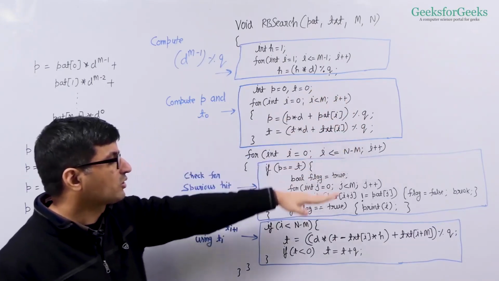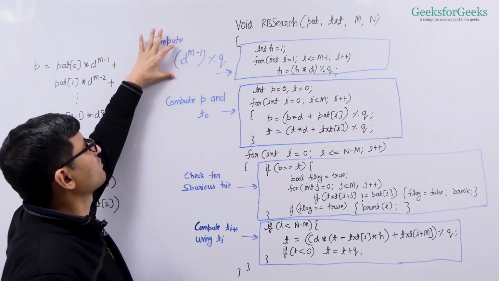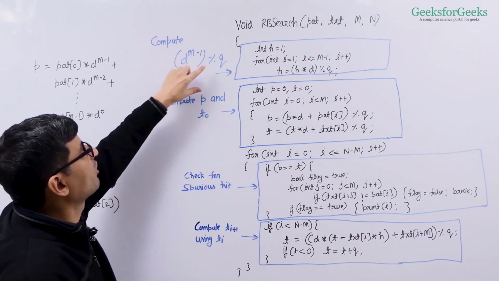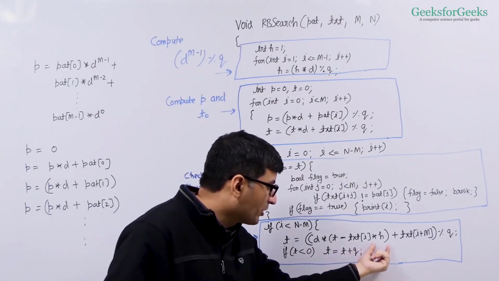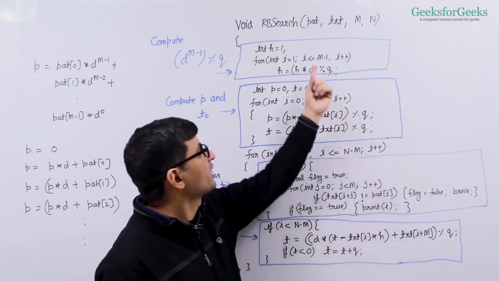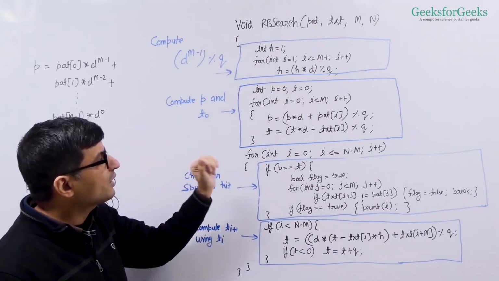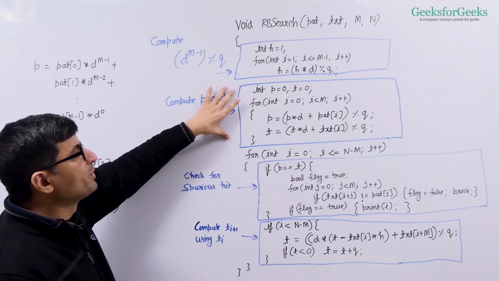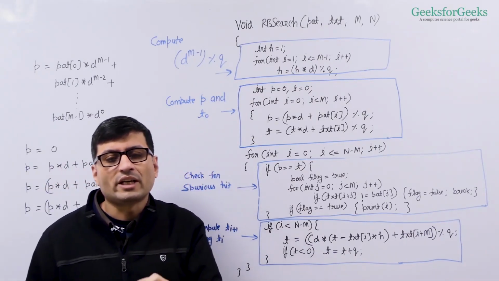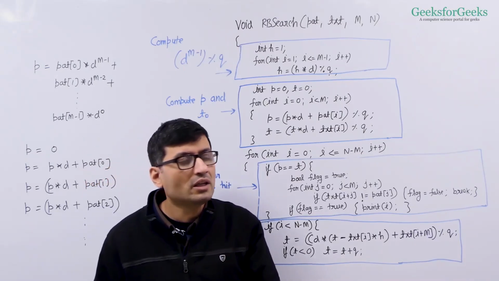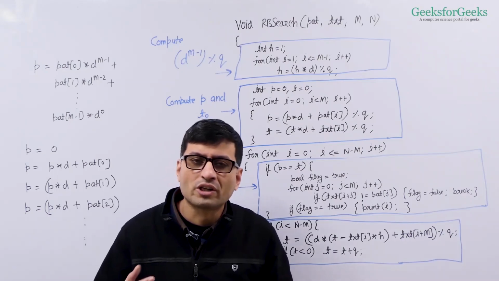Let's now talk about this code step by step. The first thing that we do is pre-compute this value d raised to the power m minus 1 modulo q. We are going to use this value in this computation. So instead of doing this computation again and again inside a loop, we have pre-computed this value. Now we are going to compute the hash function for the first window of text and the hash function for the pattern. And to do these hash function computations, we are going to follow Horner's rule.